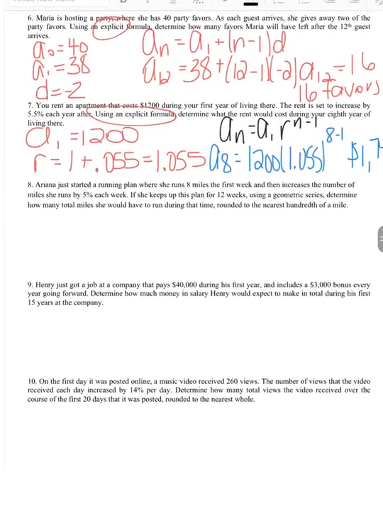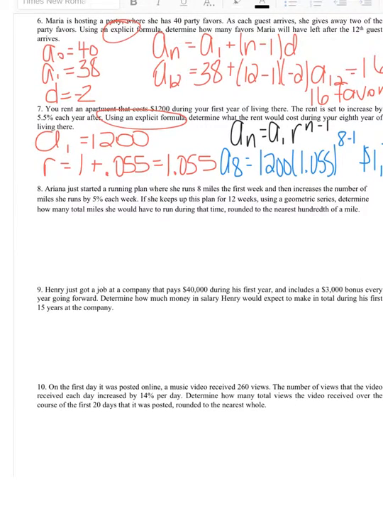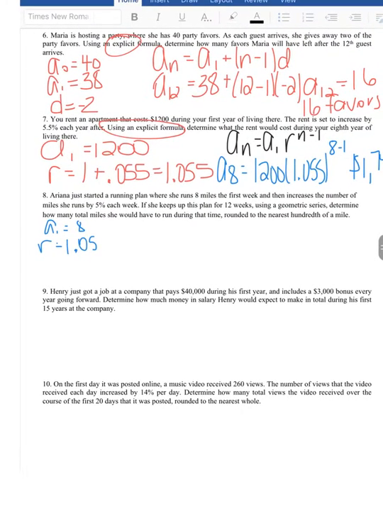Okay, number 8. Ariana just started a running plan where she runs 8 miles the first week. A sub 1 equals 8. And then she increases the number of miles she runs by 5% each week. Whenever you're increasing by a percentage, that's geometric. r is 1.05: 100% of what you have, increasing by 5%. If she keeps up this plan for 12 weeks, using a geometric series, that's on your formula sheet, determine how many total miles she would have to run during that time.